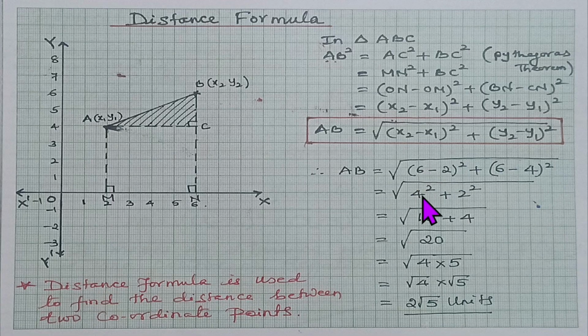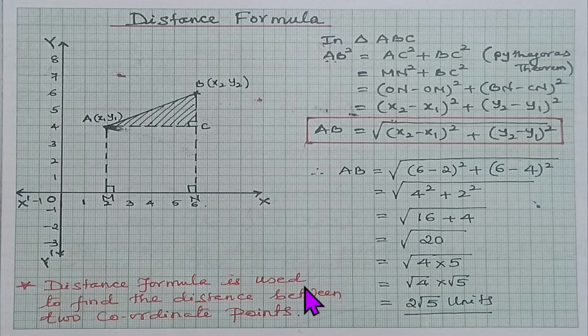So 6 minus 2 is 4 square, 6 minus 4 is 2 square, 4 square is 16, 2 square is 4, 16 plus 4 is 20, so square root of 20 is square root of 4 into 5, so it will be square root of 4 into square root of 5, and square root of 4 is 2, and that is 2 root 5 units. So the length AB is 2 root 5 units.